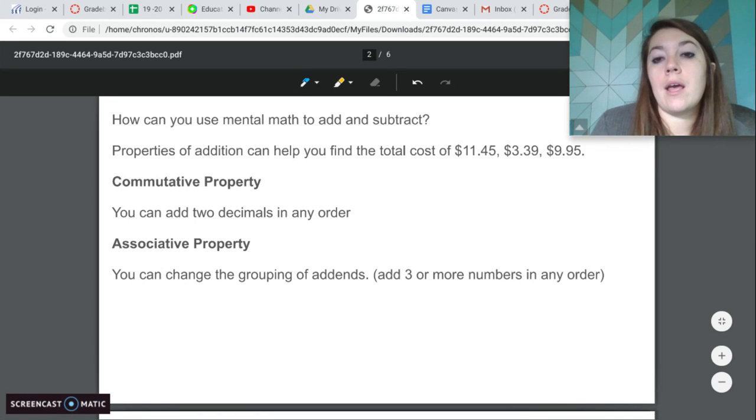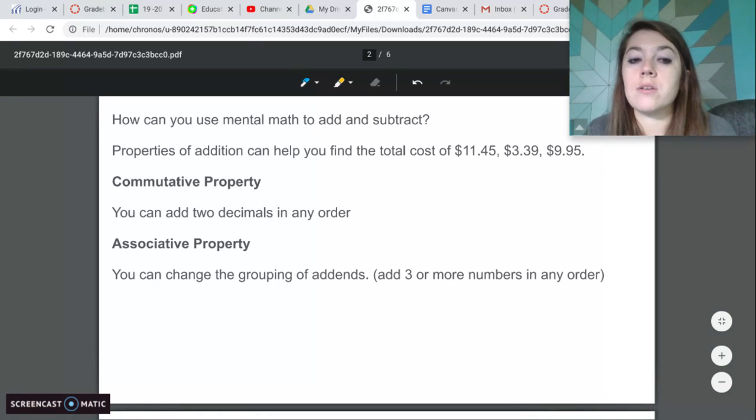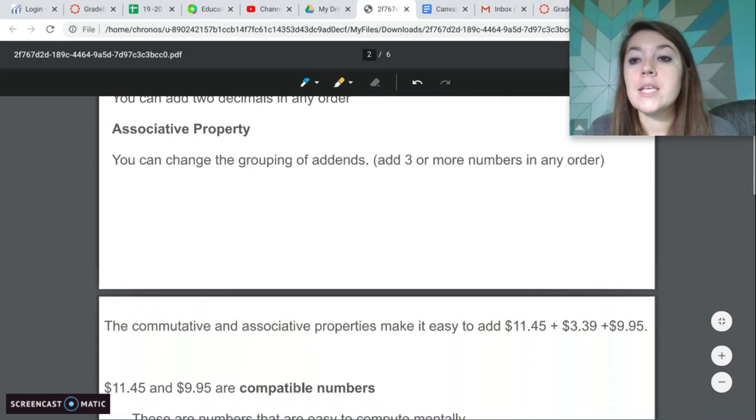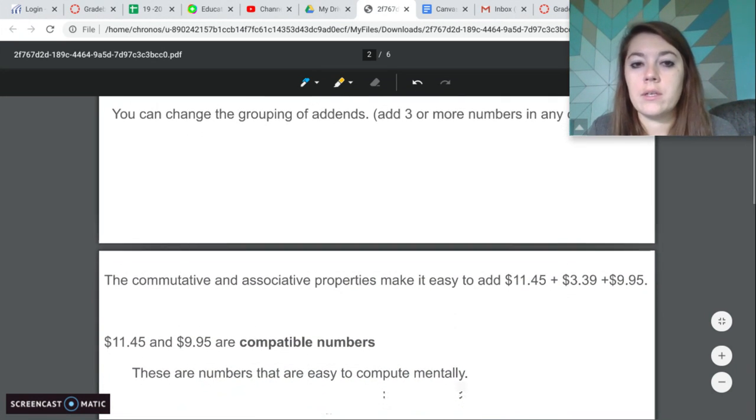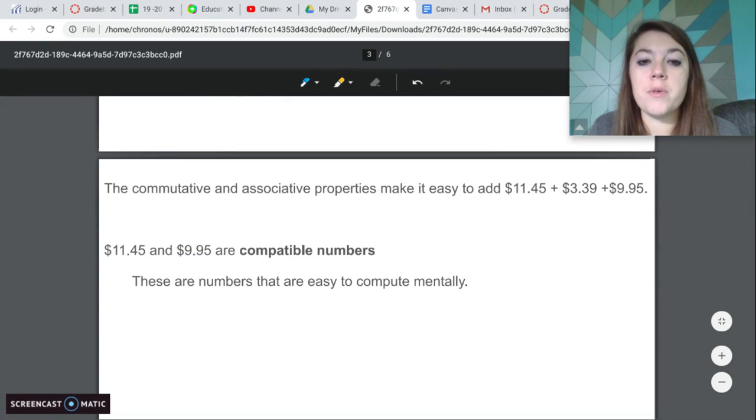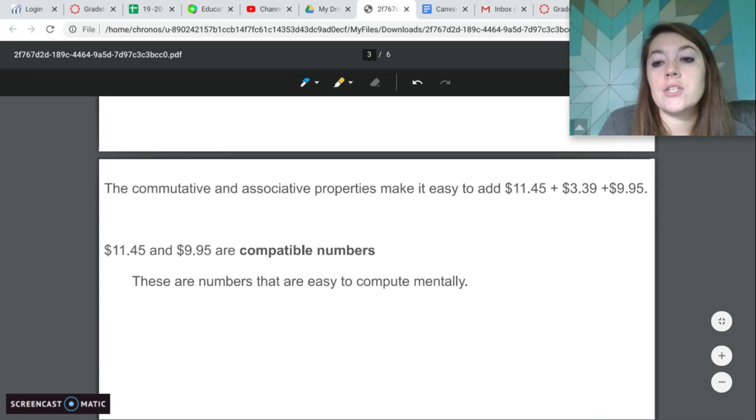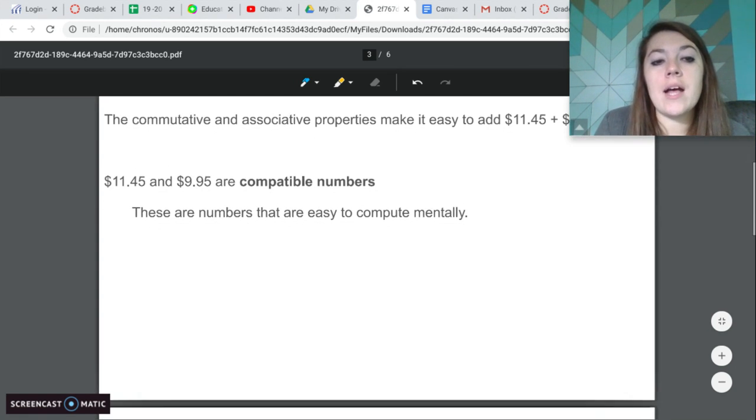So addition is commutative. It's also associative. Subtraction is not. We cannot subtract in any order. The commutative and associative properties make it easy to add $11.45 plus $3.39 plus $9.95. $11.45 and $9.95 are compatible numbers. These are numbers that are easy to compute mentally.